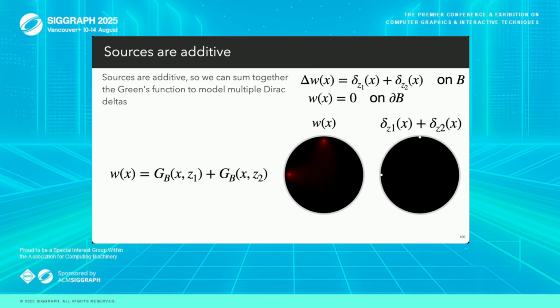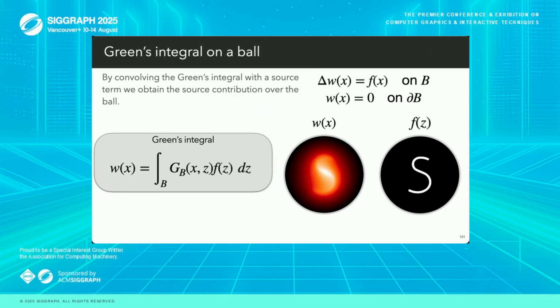And now the final step that we're going to take to generalize to a continuous source function, and not just these delta functions, is to integrate over these Green's functions. And so here we now have a way to describe the influence of a continuous source term at every other point in the spherical domain. And we'll refer to this as the Green's integral.